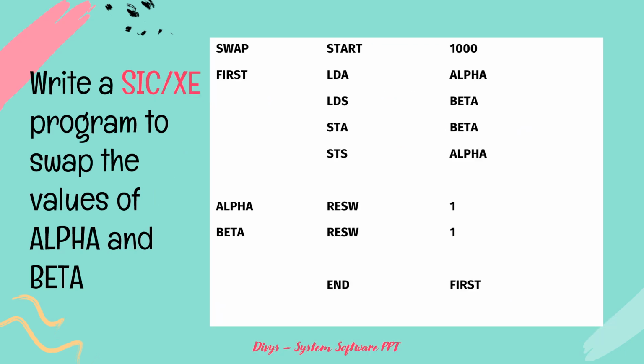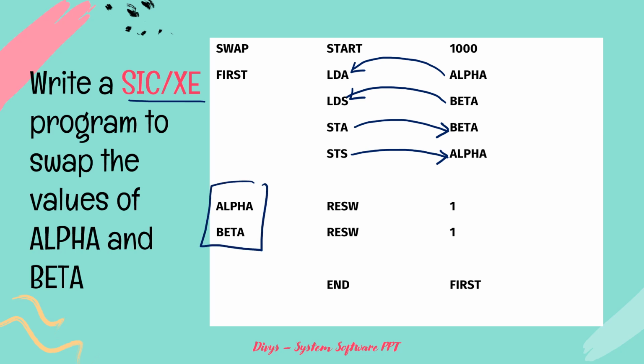So now we'll see how to write the same program but by using SIC/XE. So now what we have done is we have copied the value of alpha into the accumulator and we are copying the value of beta into the S register. And we are storing the value of accumulator into beta and we are storing the value of S register into alpha. And again we have to define what alpha and beta is.